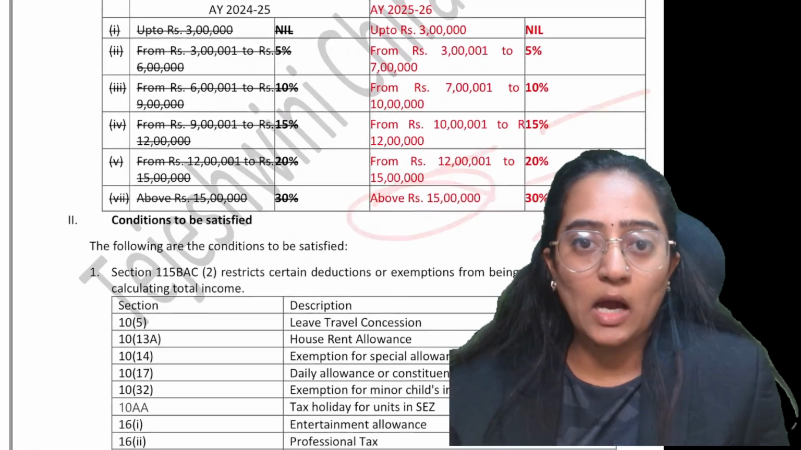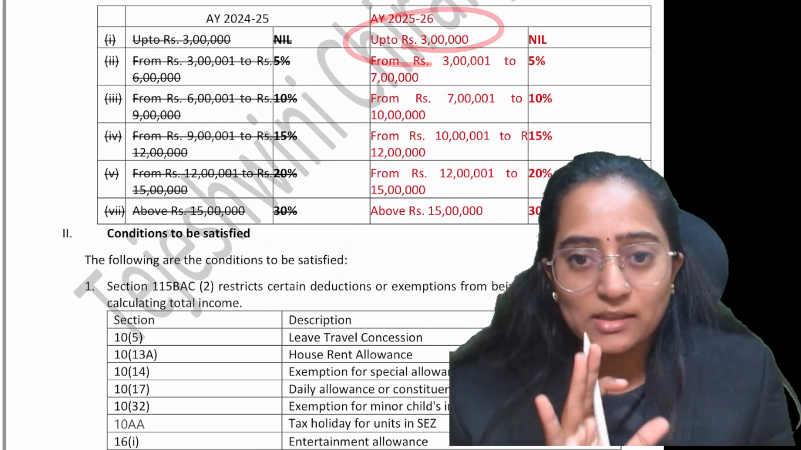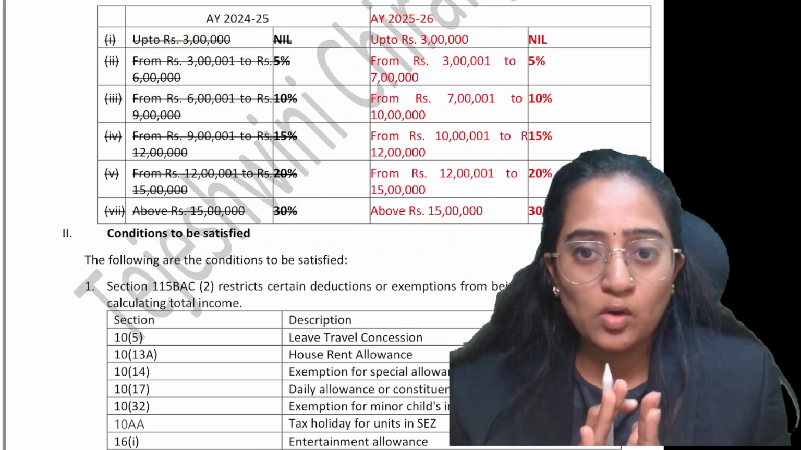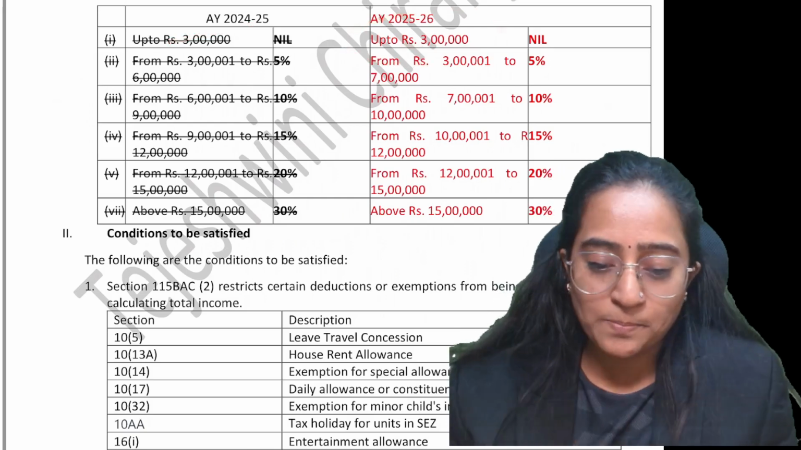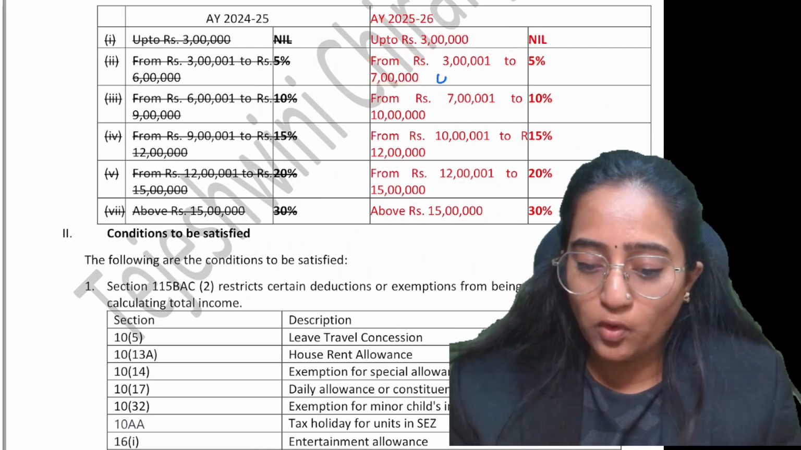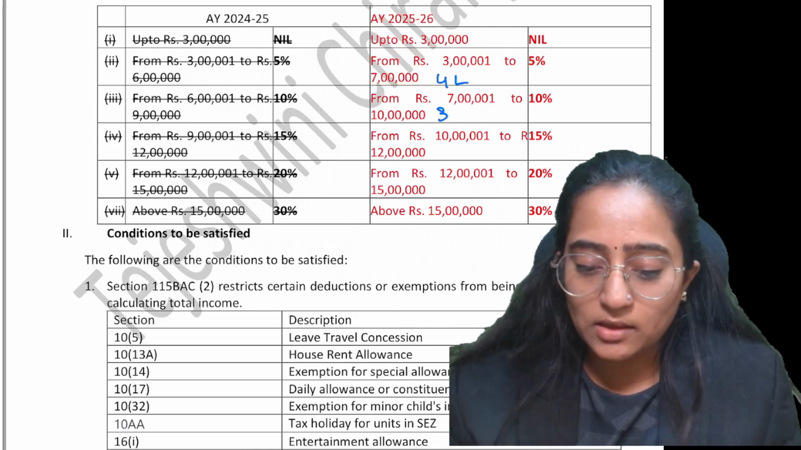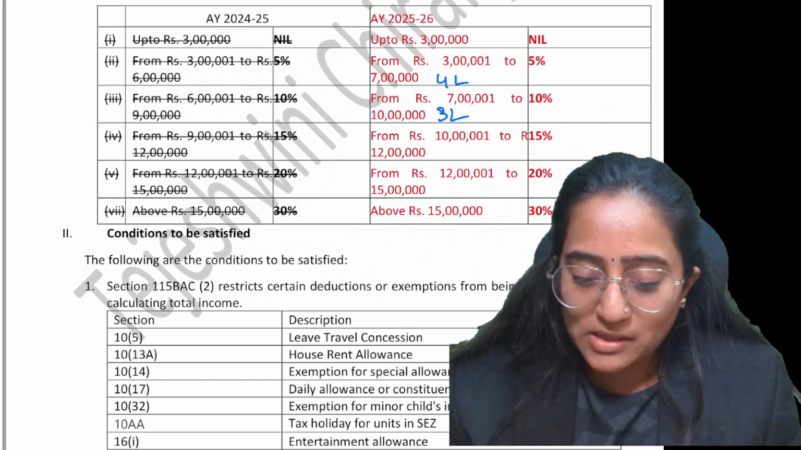So basically, how to remember this particular point: see here, catch this 3 lakh rupees. 3 lakh is nil. However, last time also it was nil only, now also it is nil only. No problem. 3 to 7 lakh, the difference is 4 lakh. The next difference, between 7 lakh and 10 lakh, is 3 lakh. Next, the difference is 2 lakh.